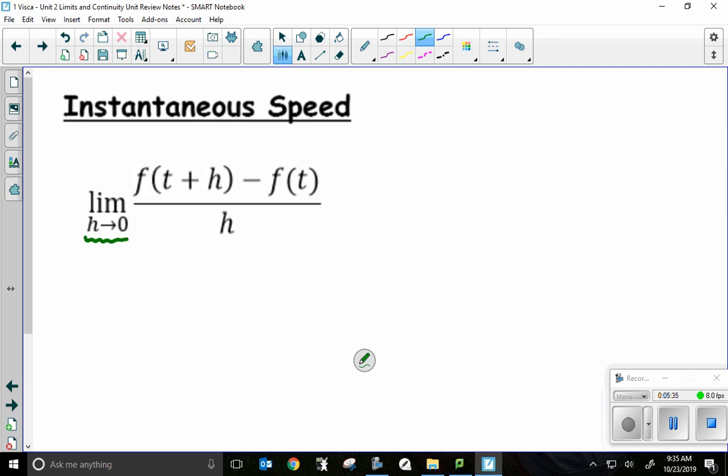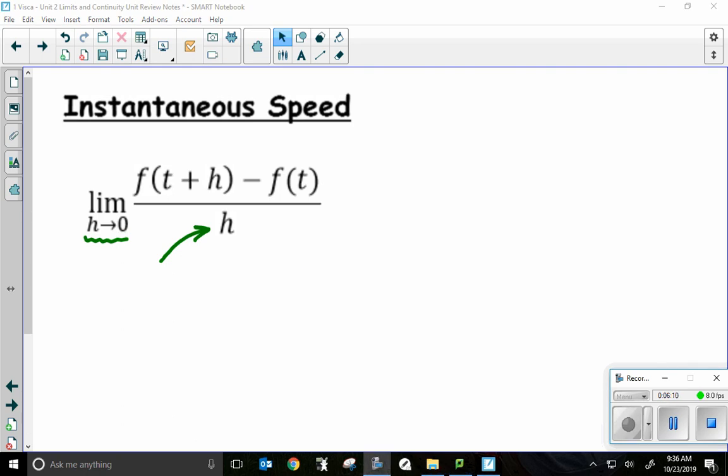Now, there's a problem. h is alone on the bottom. It is the denominator. We cannot have a 0 on the bottom of a fraction because values become undefined. So if you can recall, we need to algebraically manipulate this after we plug in all of our values and try to get rid of that h on the bottom. The result will let us know what our instantaneous speed is.